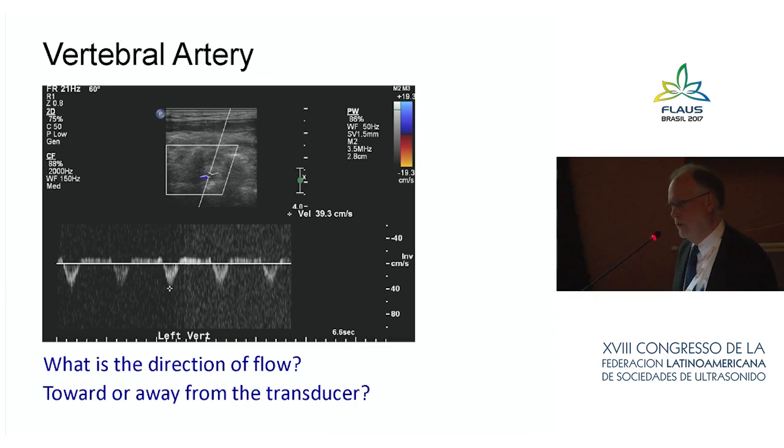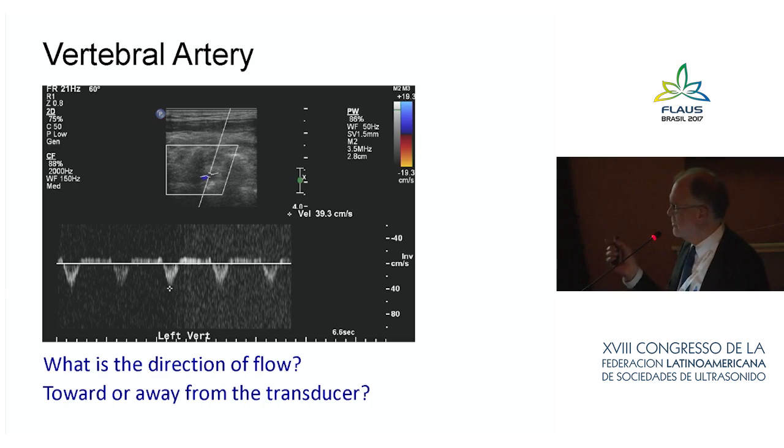Direction of flow is really important, and for novice sonographers, this can be a big confusing issue. And so here's a vertebral artery. It's hiding between these two transverse processes. You get a little peek at it in here, and here's the spectrum. Which way is the blood going? Well, it's going down. This is an inverted image, and you can tell from the color map that that's the way it's going. But you often have to think about this.